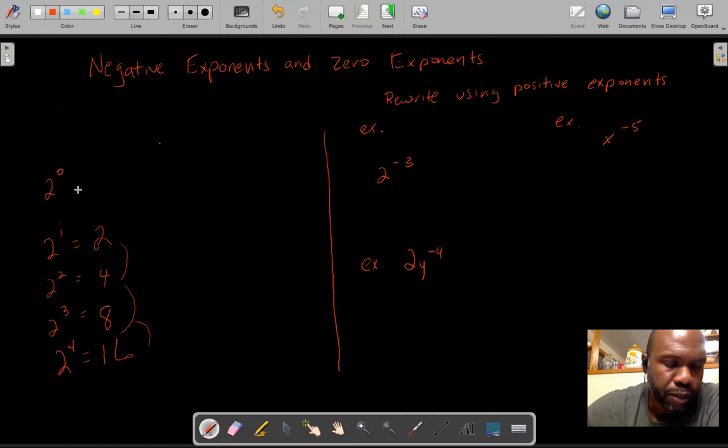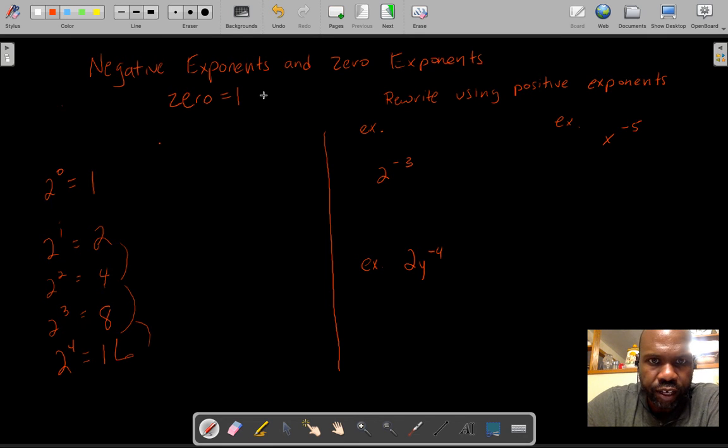So let's think about what 2 to the power of 0 would be. If we're dividing, 4 divided by 2 gives us 2, 8 divided by 4 gives us 2, and so on. So 2 divided by 2 is always going to equal 1. Therefore, the zero exponent rule means that a zero exponent is always going to equal 1, regardless of the base.